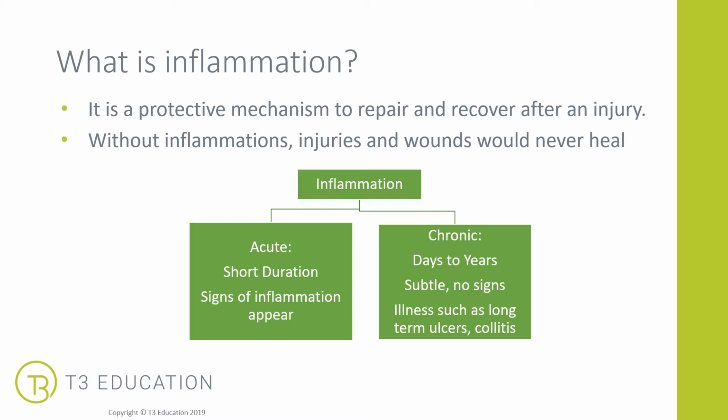There are two types of inflammation. The first one is acute, which is a short duration, which is what you'd often see after an injury, and you'll see those cardinal signs of inflammation appear. The second is chronic, which spans or can span over days and years, and it's settled. There's often no signs or really subtle signs of inflammation. And illnesses such as long-term ulcers and colitis, they all form under that chronic inflammation category. If you think that your client may be experiencing some chronic inflammation in terms of illnesses such as colitis, then they need to get some medical attention. This is not something that we can help with in terms of sports massage.